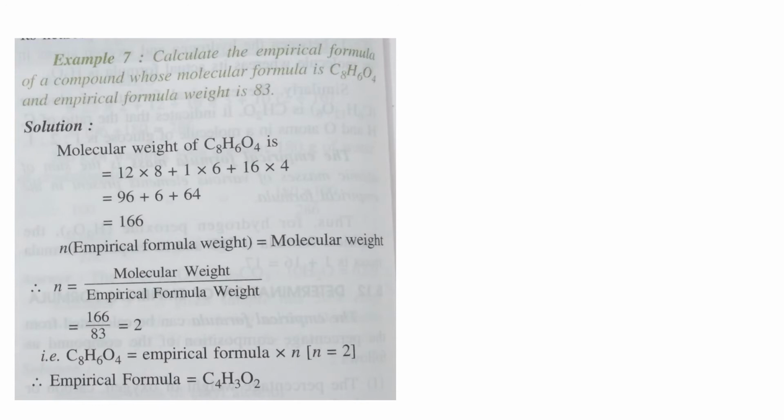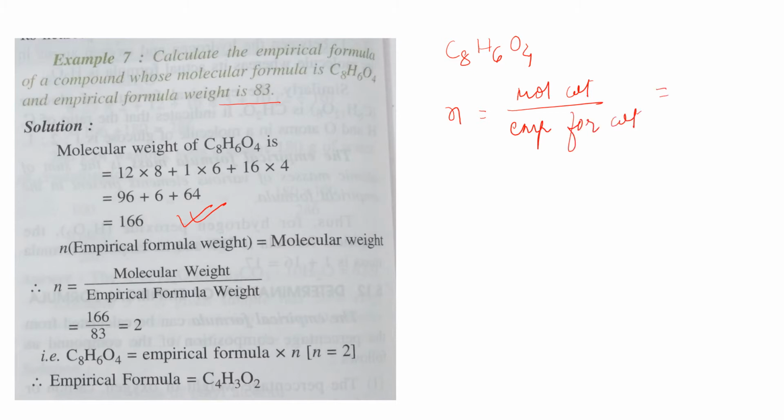Calculate the empirical formula of a compound whose molecular formula is C8H6O4 and the empirical formula weight is 83. That means empirical formula weight is given and molecular formula is given. So for the molecular formula C8H6O4, first of all you have to find out the molecular weight. After finding the molecular weight, it comes to 166. Now N is equal to molecular weight by empirical formula weight. So molecular weight is 166 and empirical formula weight is given to us, that is 83. So I am getting N as 2.